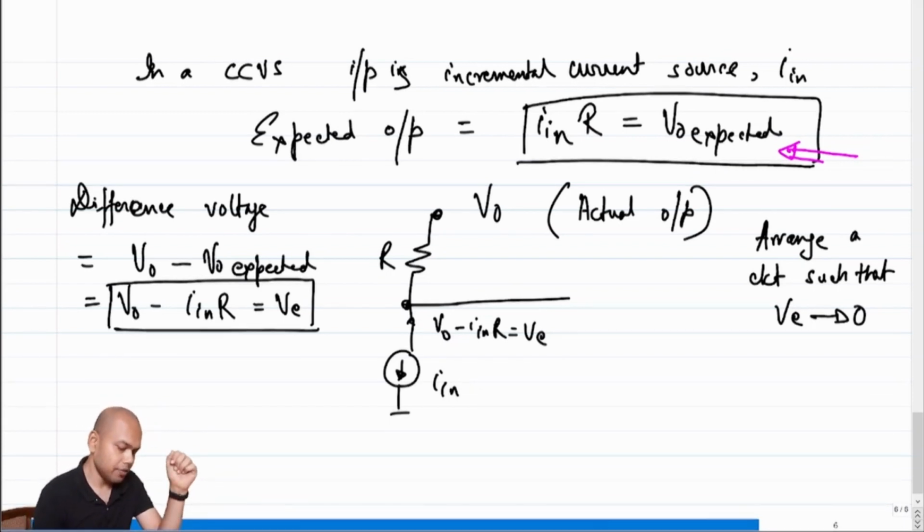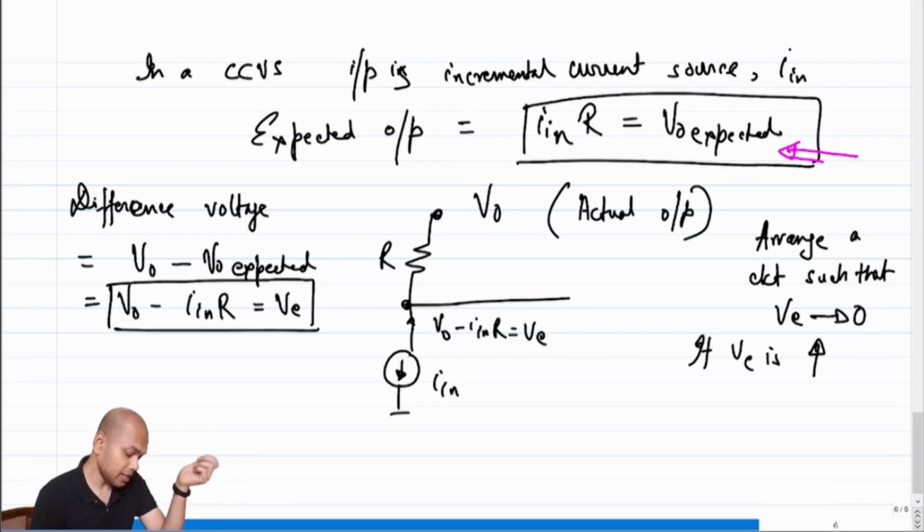But for the time being, let's try to design a circuit in such a way that once we have a VE, we need to drive the output in such a way that VE tends to 0. Okay, so what should we do? Let's think about it. Let's assume that VE is not 0, right? Let's say VE is positive, or let me say if VE is increasing, right? If VE is increasing, what is it telling us?